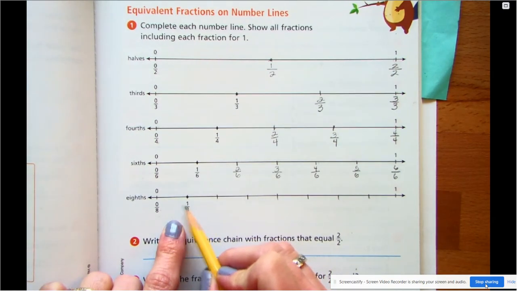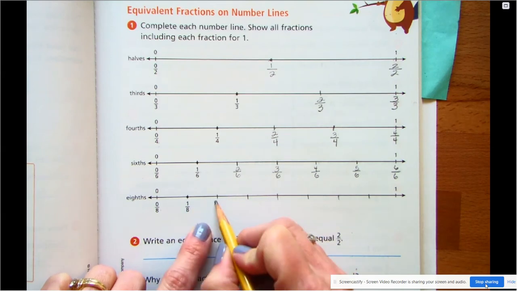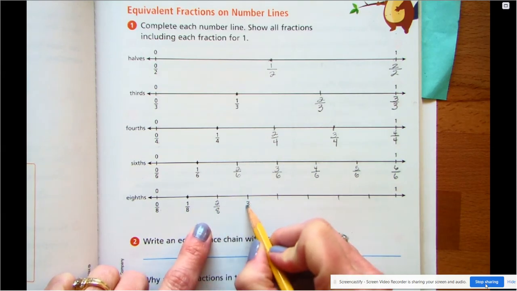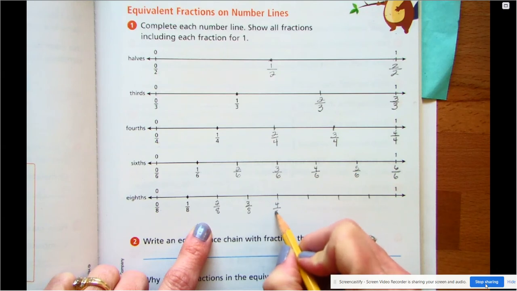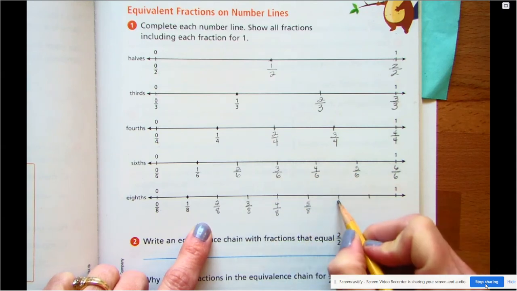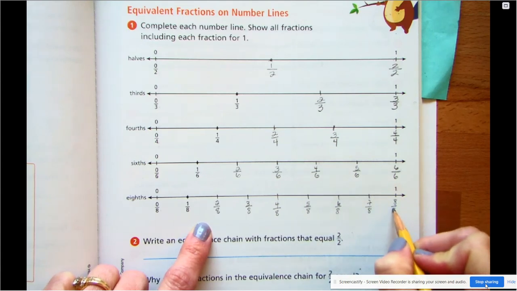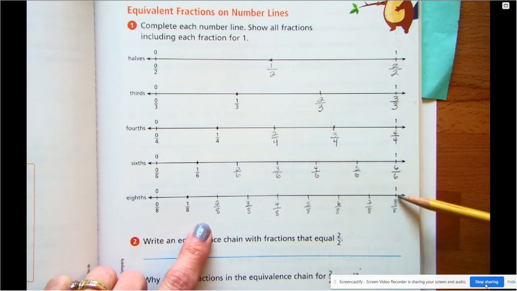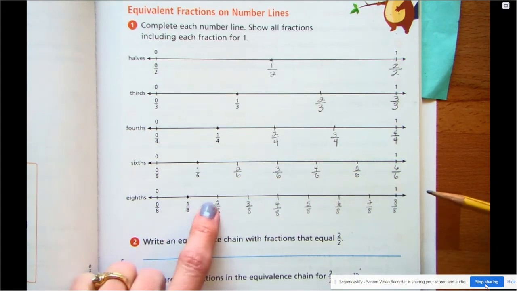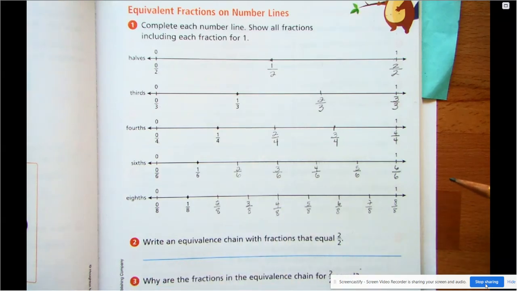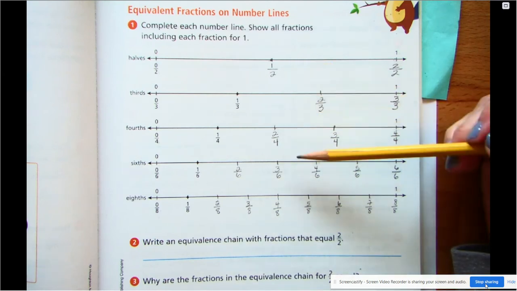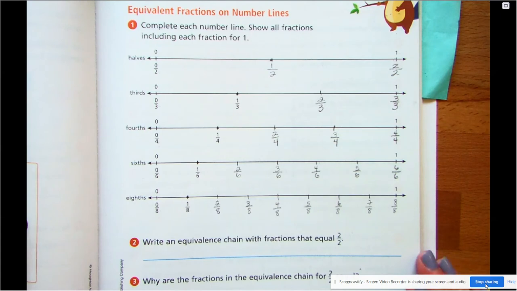And I'm going to make sure now: 0/8, 1/8, 2/8, 3/8, 4/8, 5/8, 6/8, 7/8, and 8/8 is my whole. So I know that I've got the right number of pieces on my number line. Okay, if you need to freeze or pause the video to finish your drawing, you can do that. We're going to answer some questions at the bottom of our page to prove that some of these fractions are equivalent or the same as other fractions.